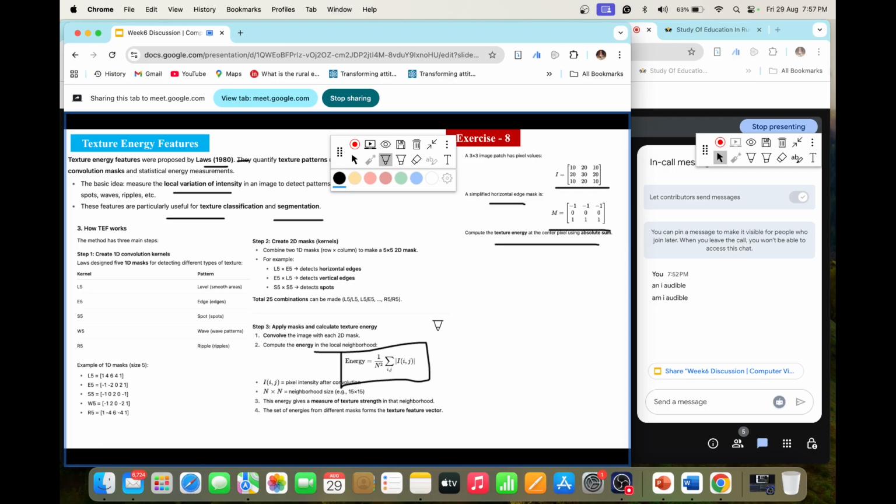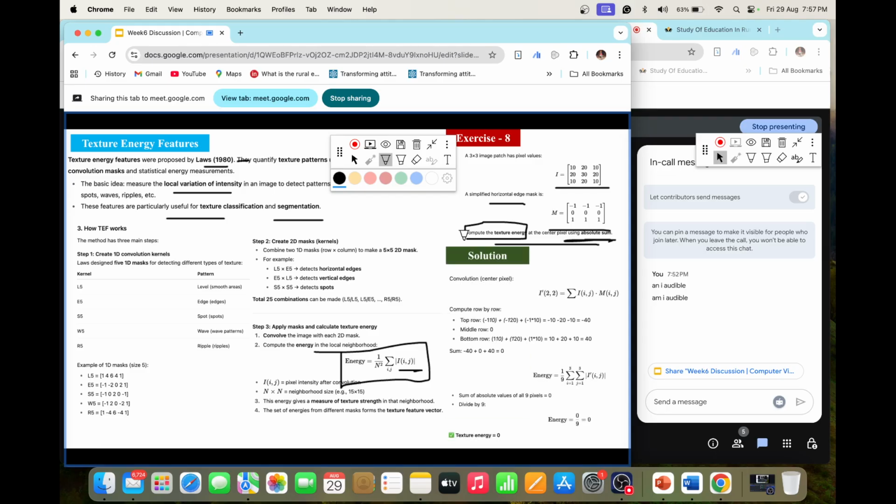Absolute sum is actually just this formula. Again, no need to look at this part, but you are just asked to calculate the texture energy. How will you do it? First, you take the center pixel, that is I'(2,2), which is 30. Then you put the mask on it. As your mask is the same size as your image, there is nothing to worry about. Just put the whole mask on the image.